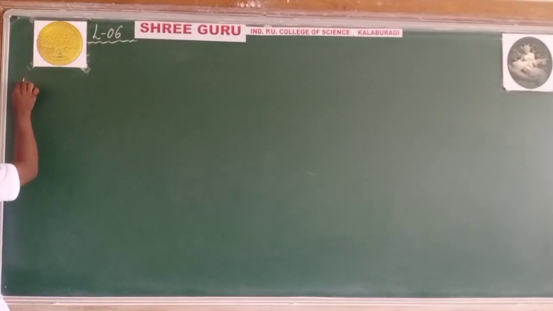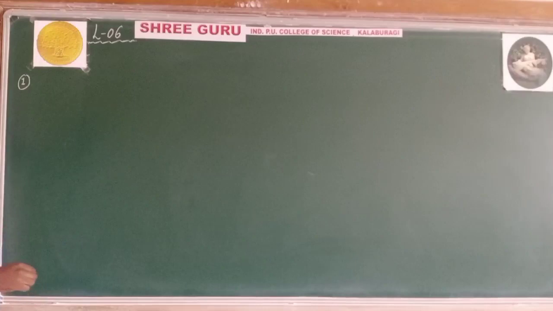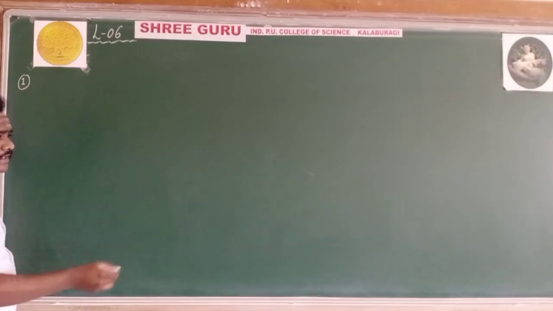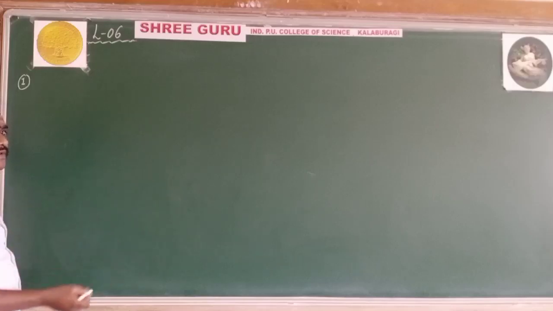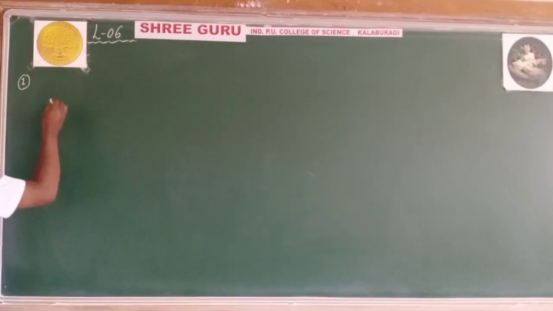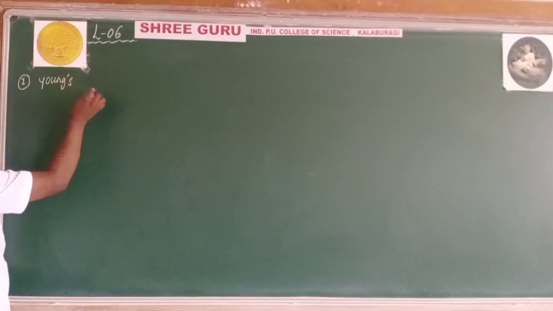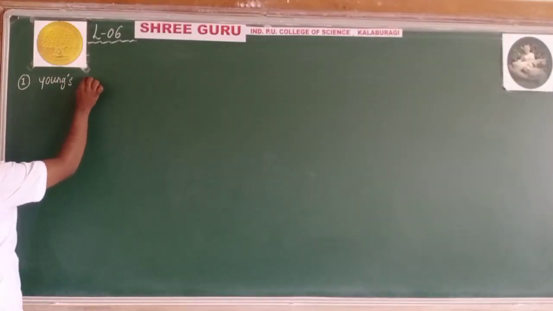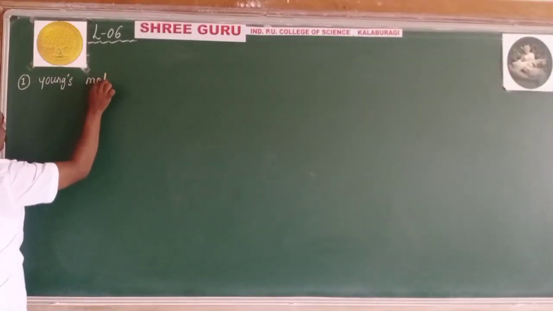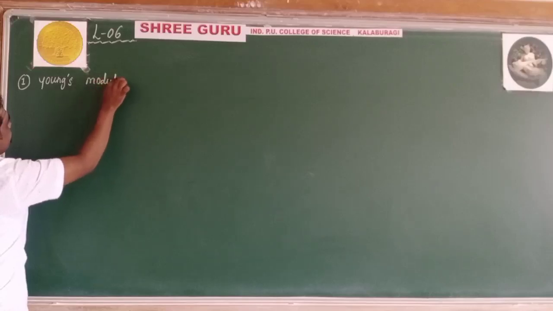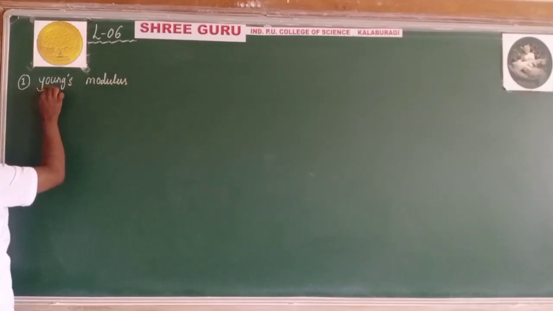First numerical. Before going to explain the numericals, we should know about the formulas which are going to solve the numericals on the basis of concept. The first one is Young's modulus. We know already, in the moduli there are three types. In that, the first one is Young's modulus. Today I am going to discuss the numericals on the basis of Young's modulus.